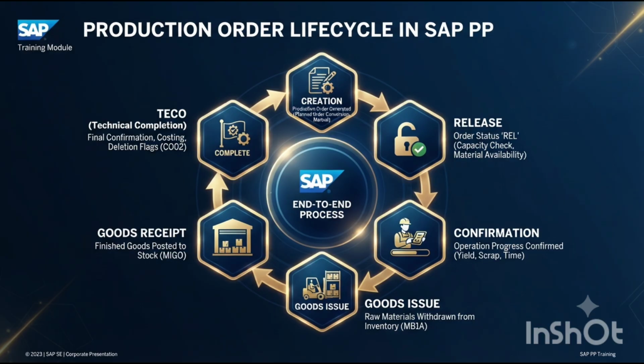A production order contains critical details such as the quantity to be produced, list of required components, sequence of operations, scheduled dates, and assigned work centers. During the production process, we perform goods issue of raw materials, operation confirmation by workers, and finally goods receipt of finished goods. Proper management of production orders directly impacts delivery performance, inventory accuracy, and production efficiency. This is one of the most frequently used transactions in day-to-day PP operations.